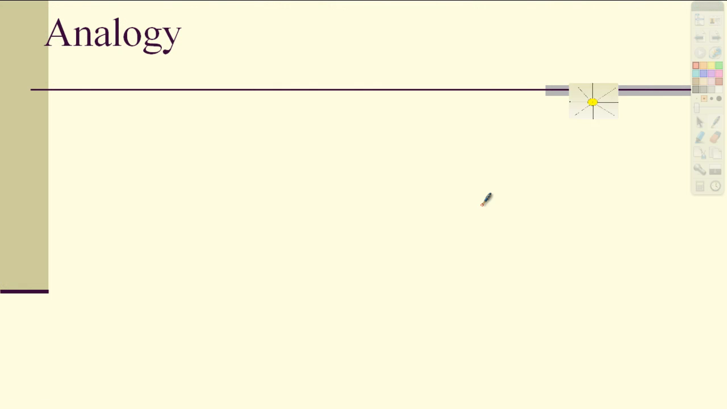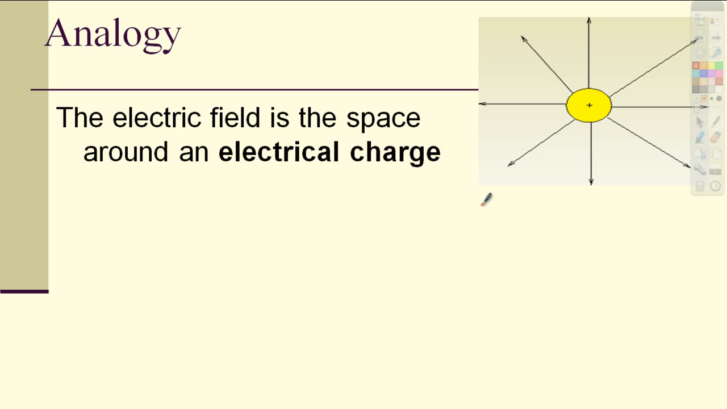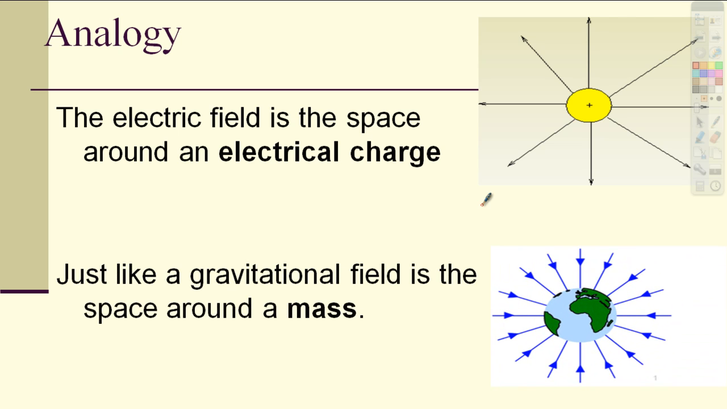So we're going to start today with an analogy. The electric field is the space around an electrical charge, just as the gravitational field is the space around a mass. There's also another very important similarity, which we'll get to in a little bit, between the electric field and the gravitational field. We all remember Newton's law of universal gravitation: force of gravity equals big G m1 m2 divided by the radius squared. Keep this in mind because it's important later.